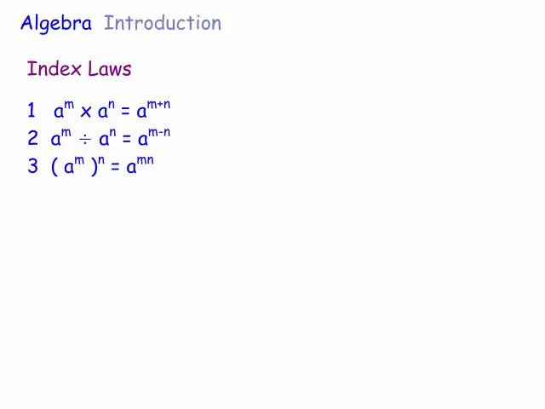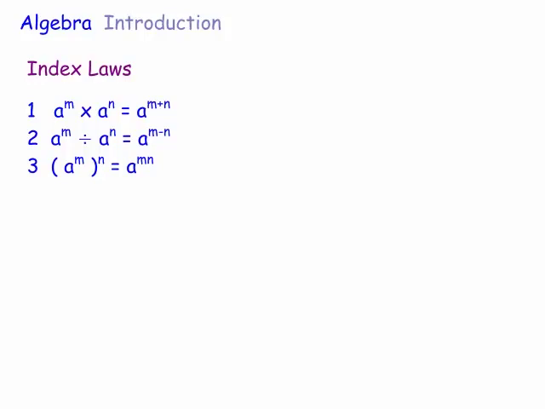I'm going to do some examples, but the first thing to realize is that these laws don't apply to this: a to the m times b to the n. I cannot add those indexes, right? I just put those two terms together by multiplying. So I do need to have the bases, or if you like, the letters, the same before I can add their indexes. Okay, so let's do some examples.